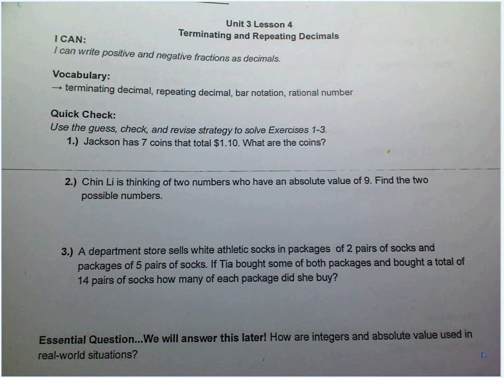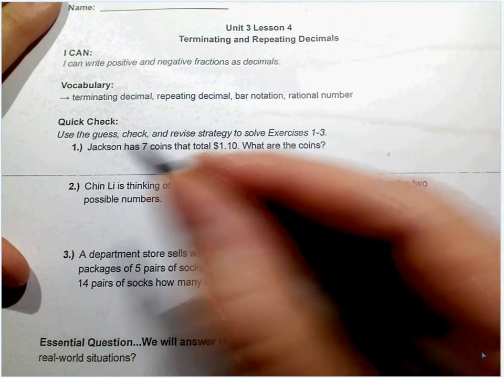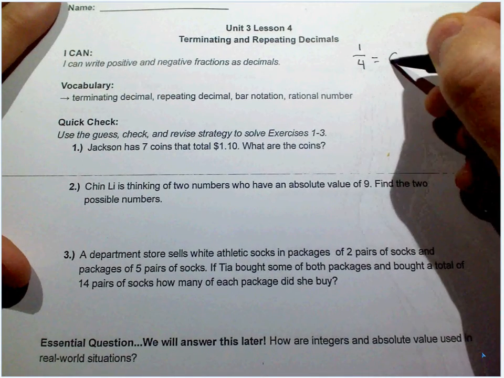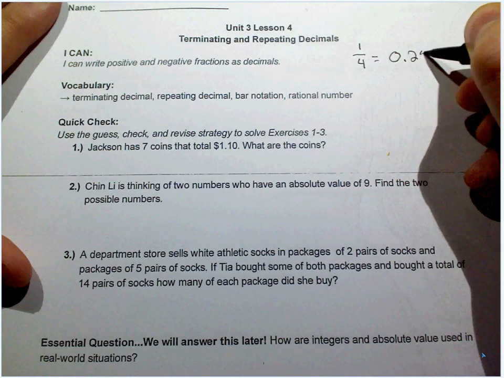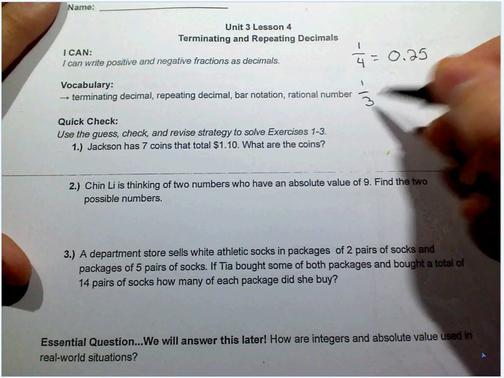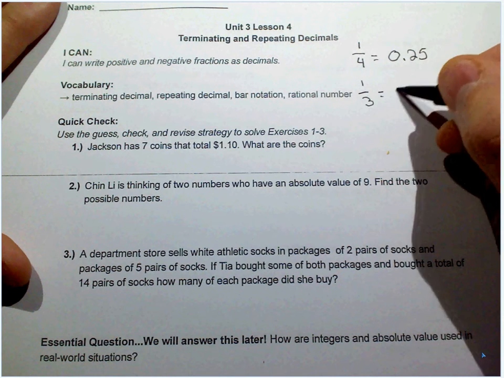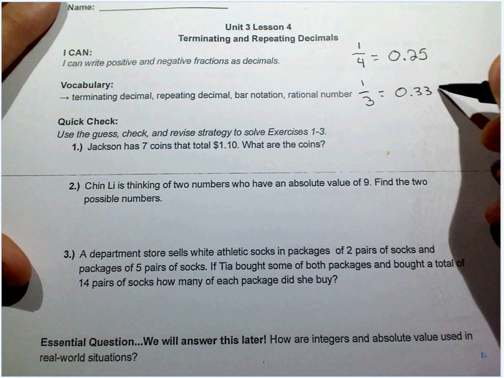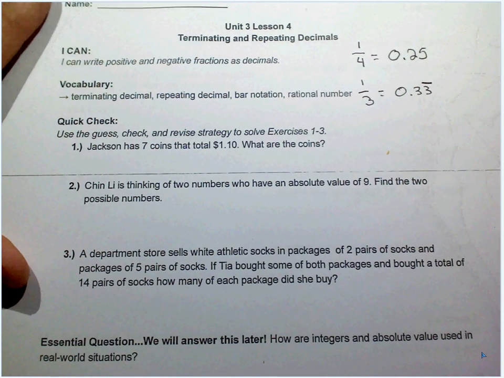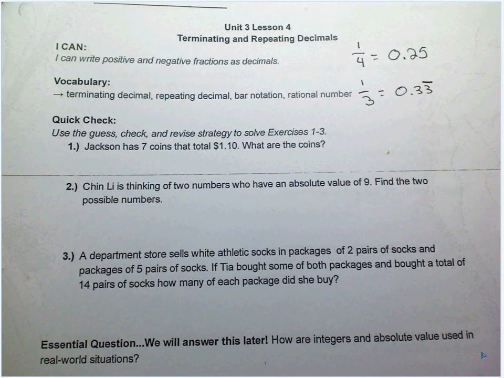Okay. A terminating decimal is one that ends within a certain number of digits past the decimal. So for instance, a terminating decimal would be like 1/4, which equals 0 and 25 hundredths. A repeating decimal would be something like 1/3, which is 0.333, and it goes on forever. Bar notation is putting the bar above the repeating set of digits.